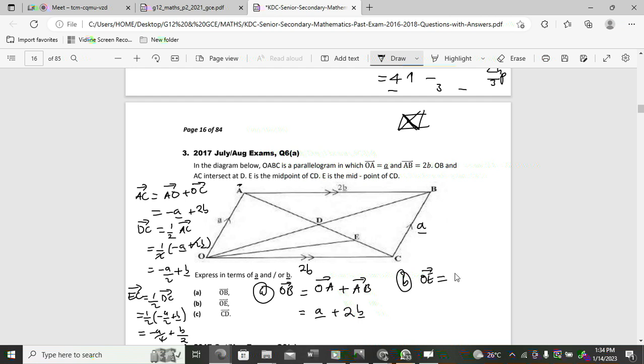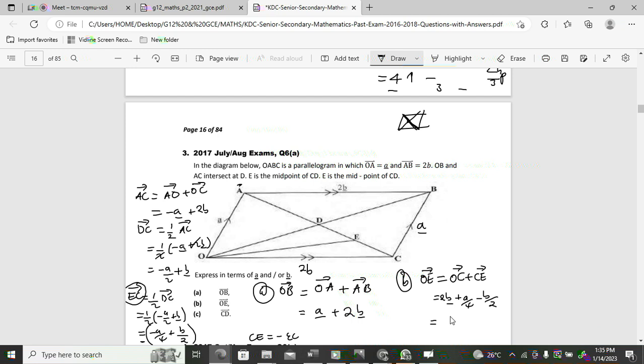So we're going to say OE, we can move first from O to C, and then from C to E, like that. So what is OE? OC is 2B from what we are able to see. And then plus CE. Now CE, we only know EC, not CE. We know that CE is the negative of EC. Meaning that we just multiply what we have by a negative. Negative times negative A over 4 will give us positive A over 4. Negative times B over 2 will give us negative B over 2.